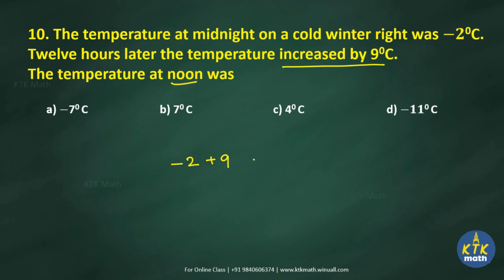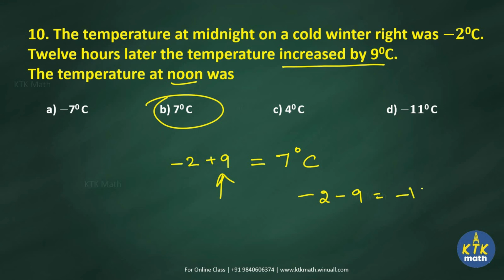So when you are adding, what happens here? This is 9 minus 2, 7, greater number symbol positive. So your answer is 7 degrees Celsius. Okay, make sure they are mentioning increasing, so that I am using the positive 9. If instead of increasing, they are giving decrease, then you must write -2 minus 9. Your answer will become -11 degrees Celsius.